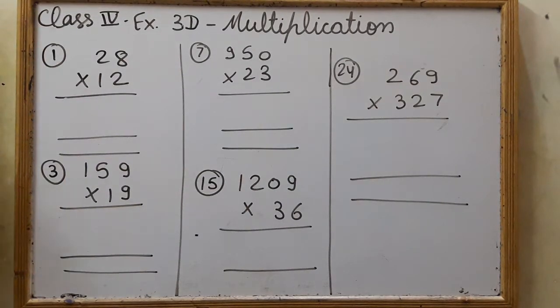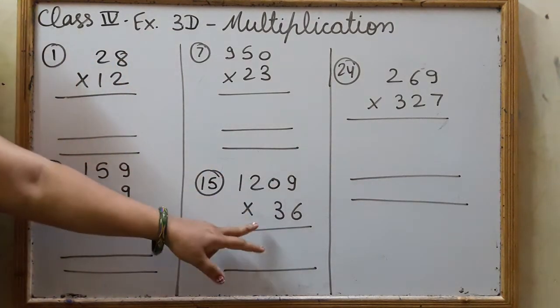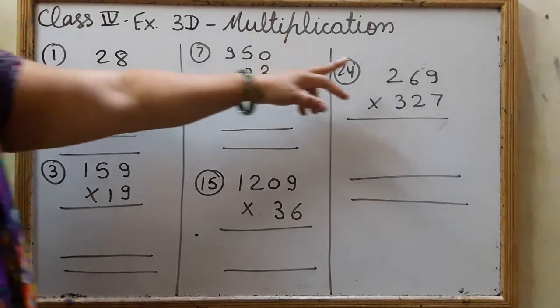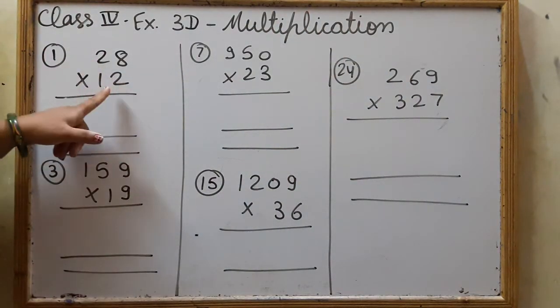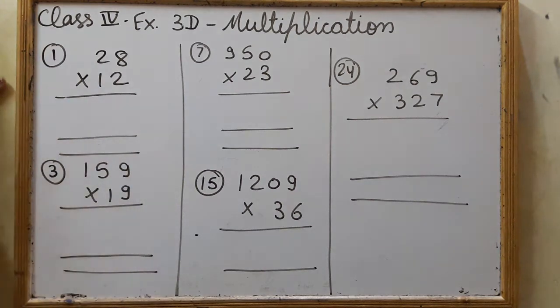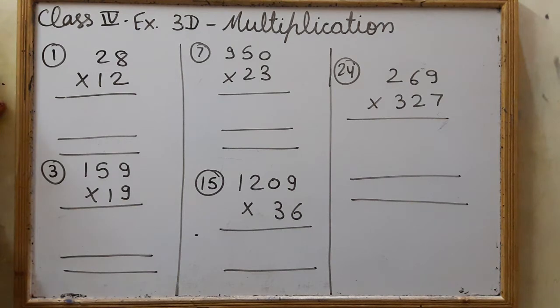Hello students, today we will learn how to multiply 2-digit, 3-digit or 4-digit numbers by 2-digit, and how to multiply 3-digit numbers by 3-digit numbers. We will start from here, 2-digit by 2-digit. In the last exercise we learned 2-digit by 1-digit only. Now how will we multiply by 2-digit?